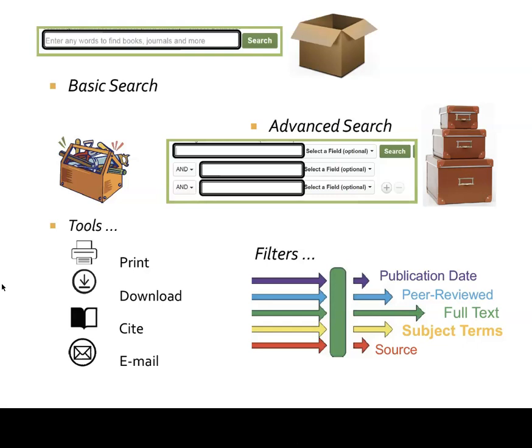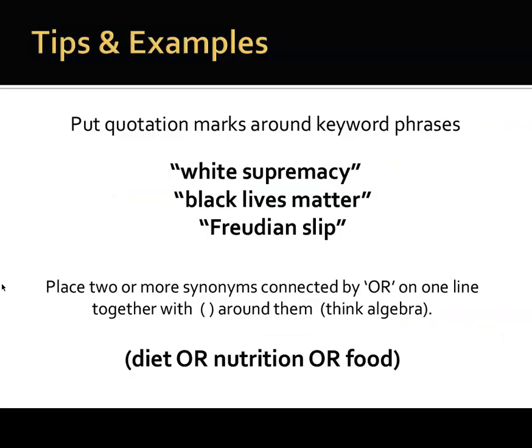The tools that you might use when you find sources include printing and downloading, citation tools, being able to email sources to yourself, and the filters that you might use will help you narrow things down according to the CRAAAP test. So you might be finding sources that have a more recent publication date, or you might be looking for sources that are scholarly and have that scholarly authority.